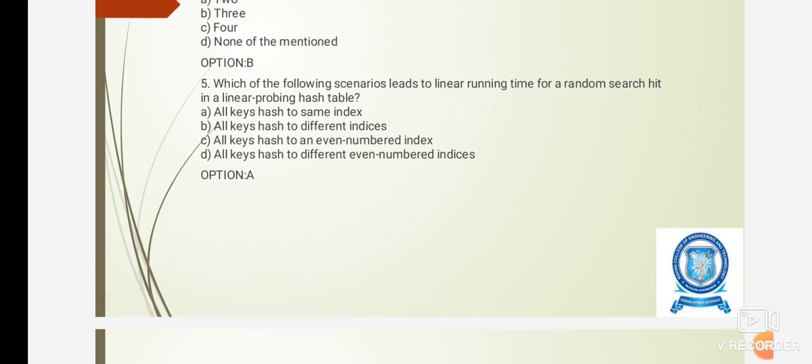Question 5. Which of the following scenarios lead to linear running time for a random search hit in a linear probing hash table? Option A, all keys hash to the same index.